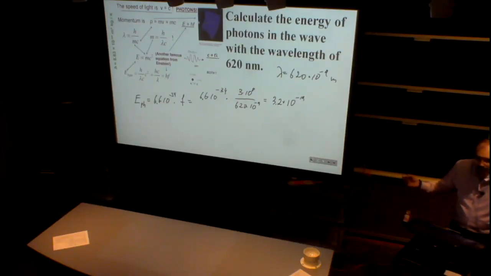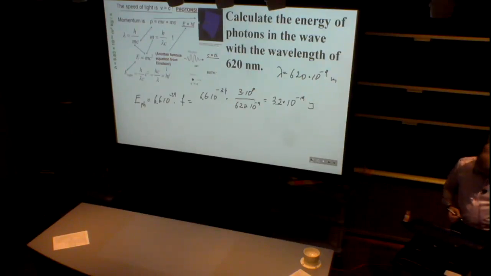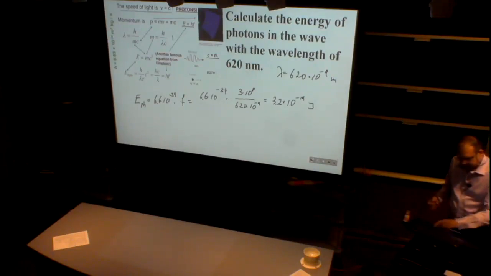What unit should I write for energy? Of course, that's joules. We use the international system of units, meters, for the frequency hertz. And the Planck's constant is given in the international system of units, meters squared, kilogram per second. So that's the answer.